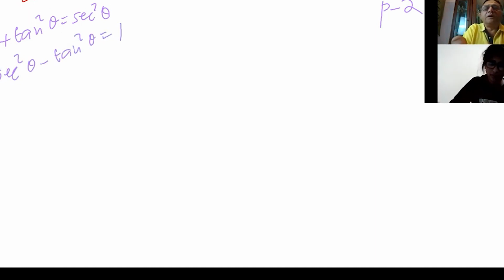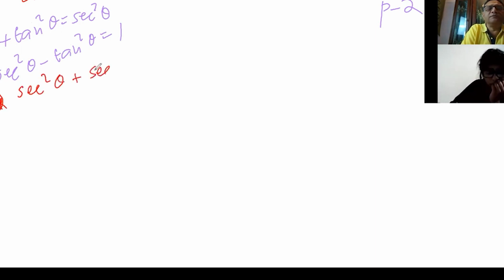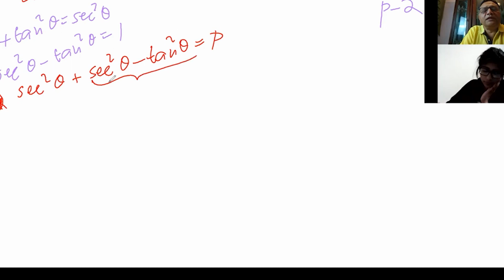So coming back to the question, we have 2 times secant squared theta. I could write this as secant squared theta plus secant squared theta minus tan squared theta equals P. Mainly because I could write secant squared theta minus tan squared theta as 1. So I get secant squared theta plus 1 equals P. Is that clear to you?